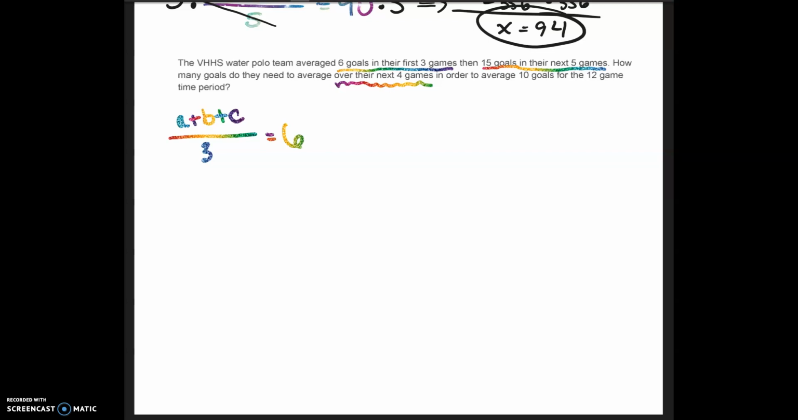If we think about the next 5 games, their average was 15 goals. Well, I don't know exactly what each of those 5 numbers is. But I know if I were to add them all up and then divide by 5, we do get 15.